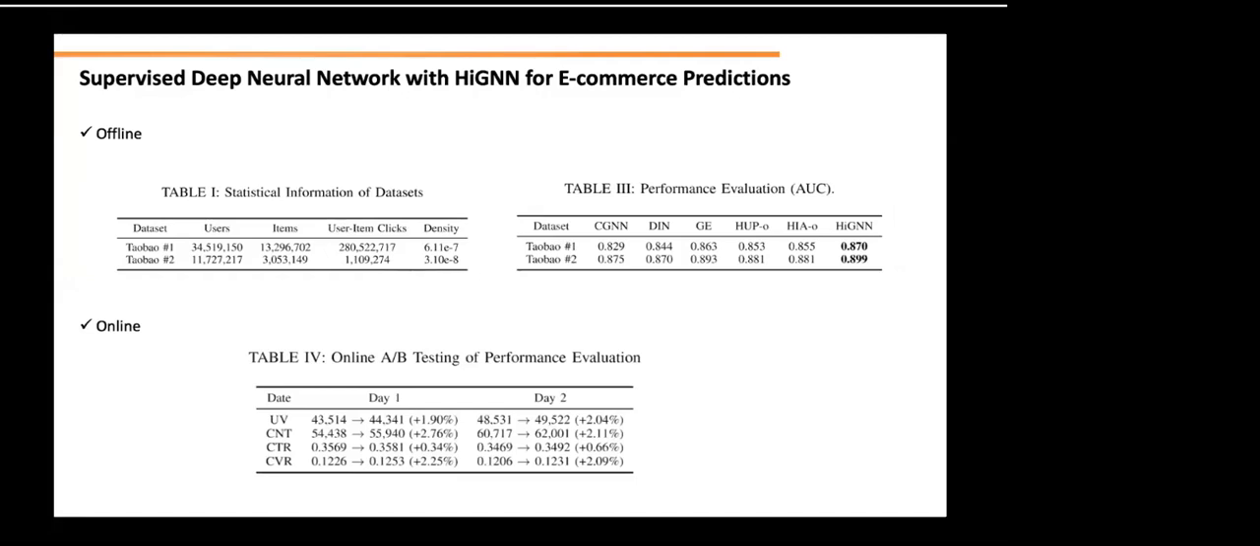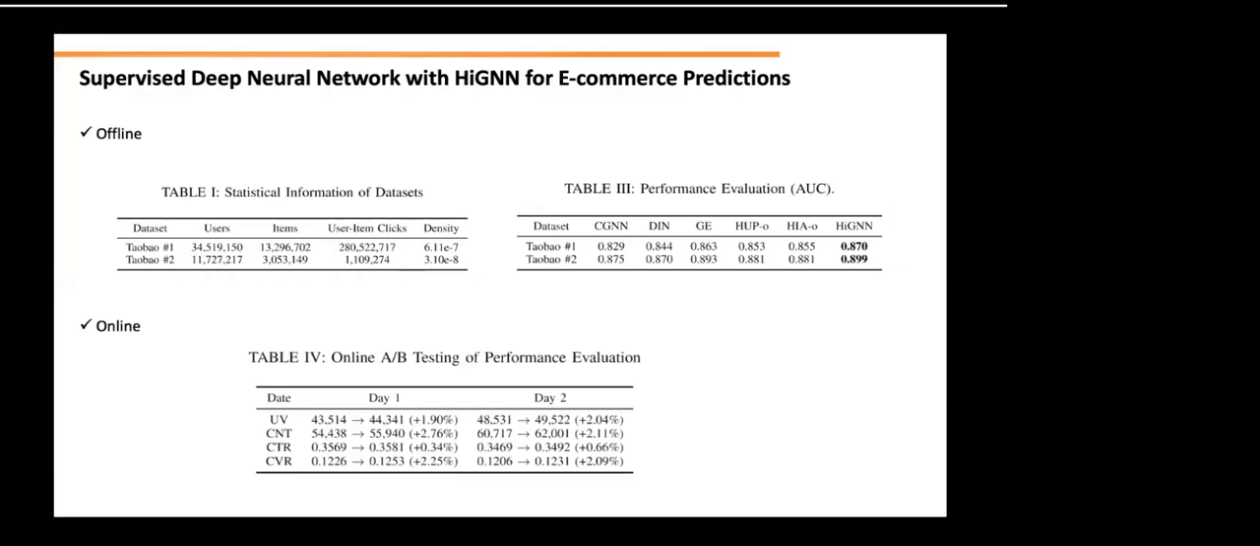For example, the cold start scenario. Notice that HiGNN outperforms DIN better in Taobao dataset 2 than Taobao dataset 1. It shows hierarchical information works more effectively when the graph is sparse.